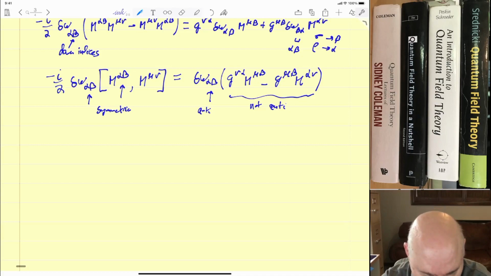So what you need to do over here is very simple, and this happens a lot. You need to take the anti-symmetric part of this.